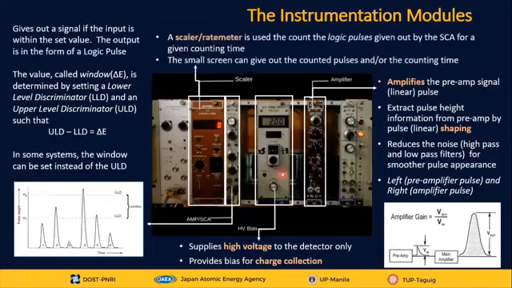Here, the registered logic pulse will be counted by our scaler rate meter. They are used to count the logic pulses given out by the SCA for every given counting time. The small screen can give out the counted pulses and or the counting time. For this example, if we have set the LLD and ULD at this window, how many counts would you think we will see in our counter or scaler? Yes, that would be 2 counts.